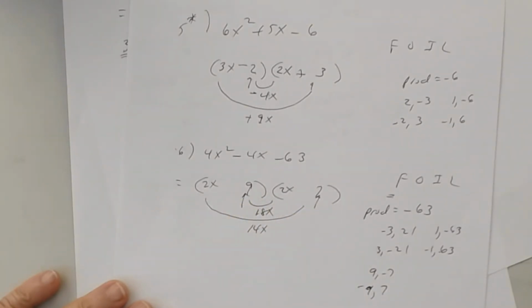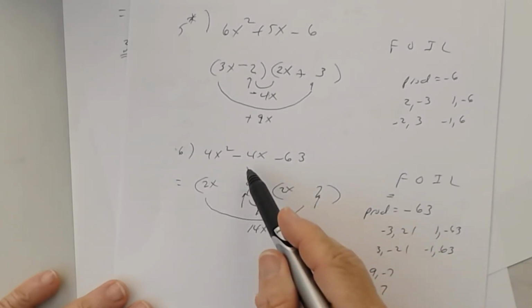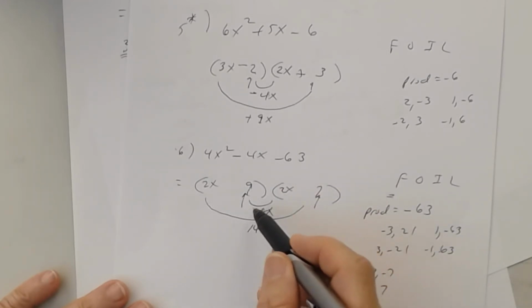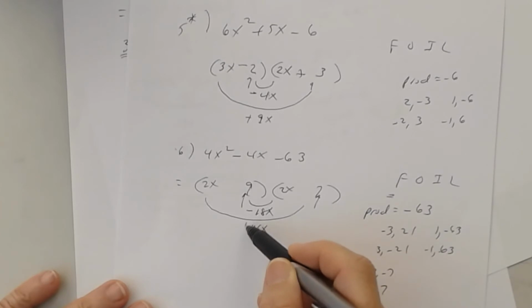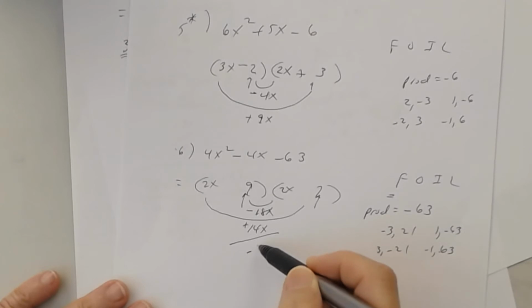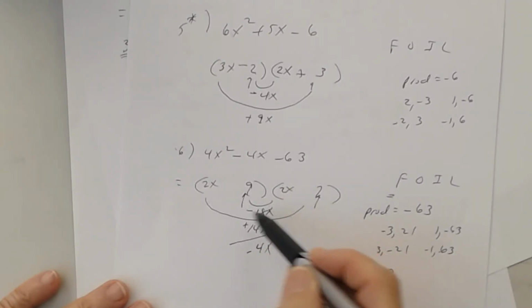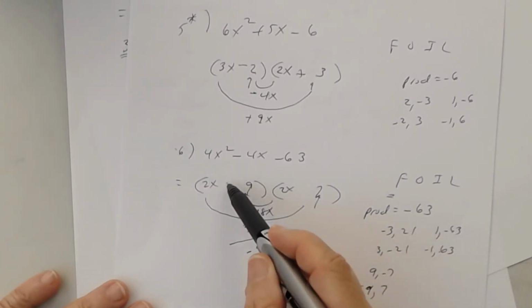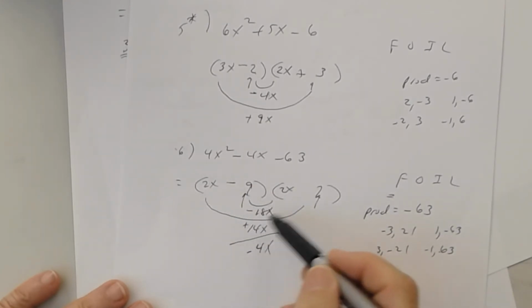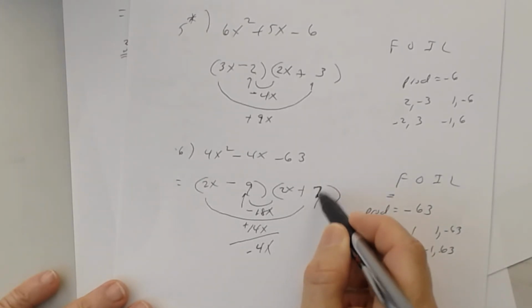I just got to fill in the signs now. The larger of these, and what's the larger of these? 18x takes the middle sign. So 18x has to be what? Negative. 14x has to be positive. And it makes sense because what is a negative 18x and a positive 14x? Negative 4x, and that's what you wanted. Now let's fill it in. The inner is negative. That means this has to be what? Negative. The outer is positive. That means that has to be positive. Okay, so there's your answer.